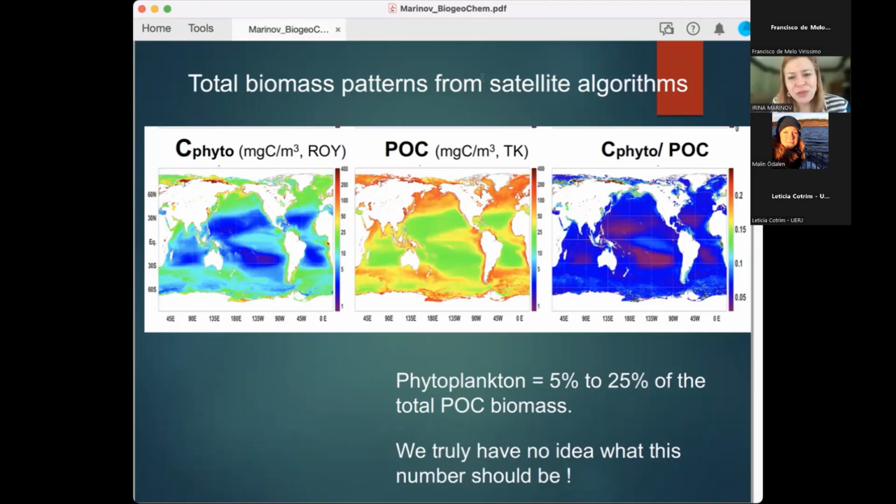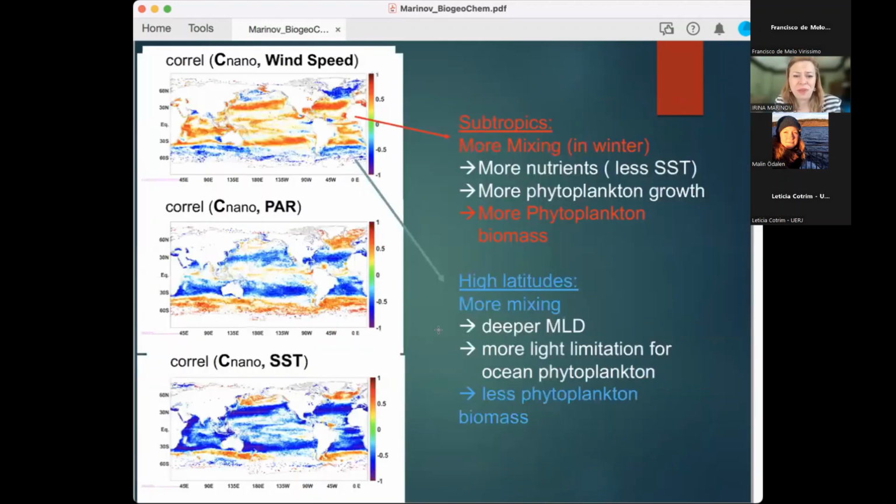Importantly, there are a few other particulate organic carbon products. One is a classical Stramski POC, and another is a classical Behrenfeld particulate organic carbon. The Behrenfeld gives very different values compared to the POC that we have here, while the Stramski is pretty similar. So this ratio varies very much depending on the product that you use.